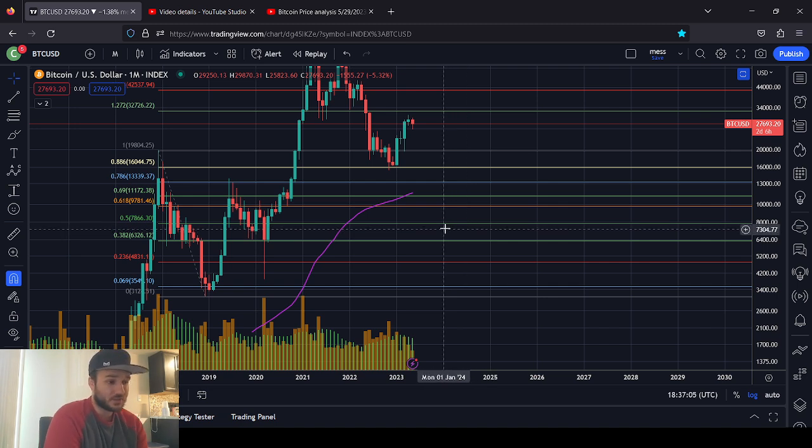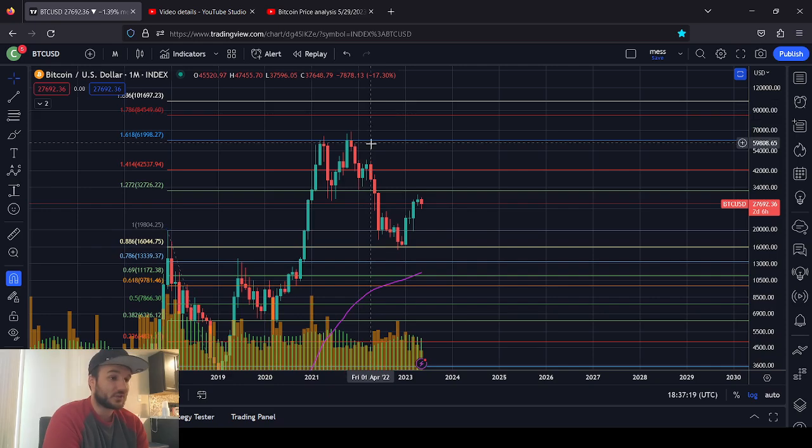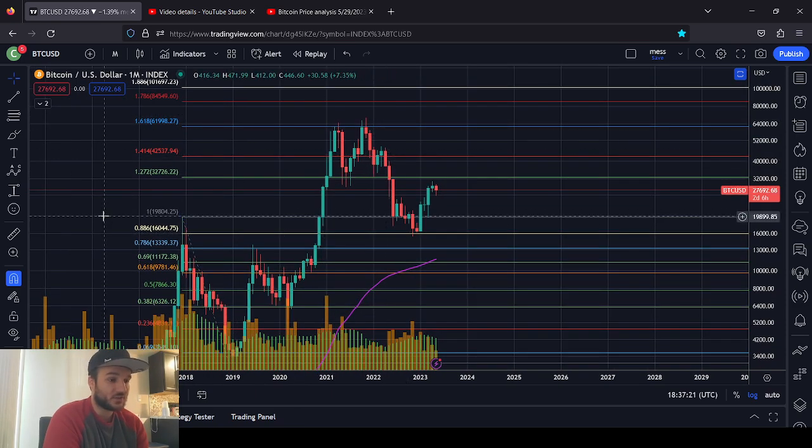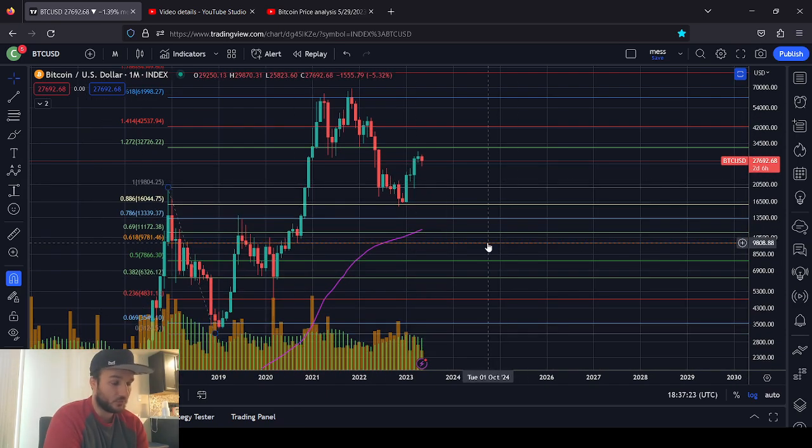It would surprise me if we got a candle that closed on a monthly basis below this 618. That would surprise me. Even a candle that closes below this, we're getting there, but it would surprise me if we closed below the 618. I don't think we will. We held the 1618 as support or as resistance. It wouldn't be out of the question to hold the 618 as support.